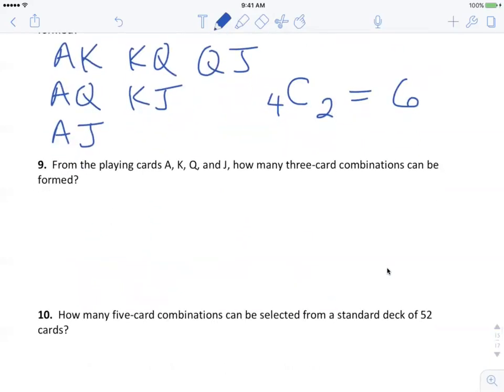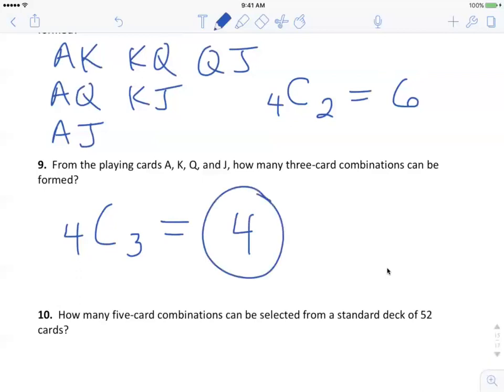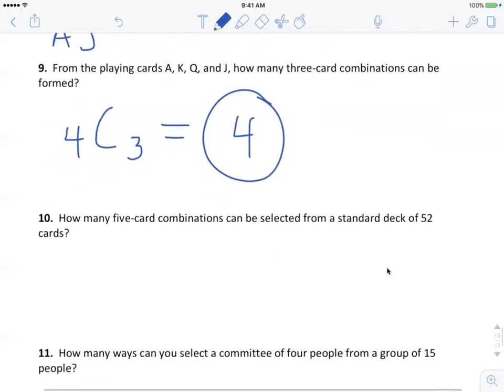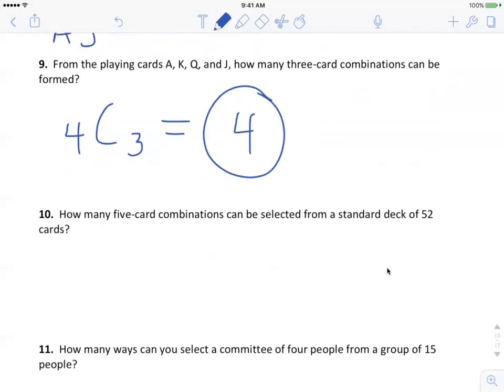From the playing cards, ace, king, queen, jack, how many 3-card combinations can be formed? That's 4 choose 3. I could try to list them, but I'm not really concerned with listing here, as I am with getting the total number of combinations. So try 4 choose 3, you probably have it figured out on your calculator now. It's 4. I'd have 4 possibilities. You want to try to list them? Go for it.